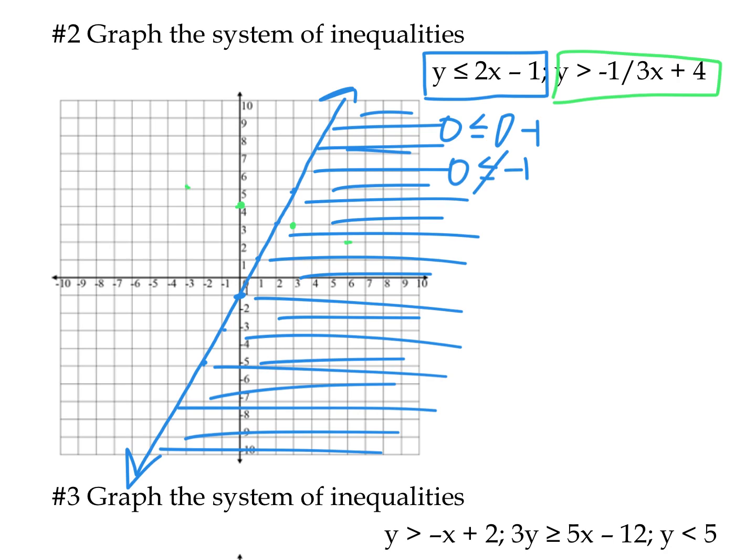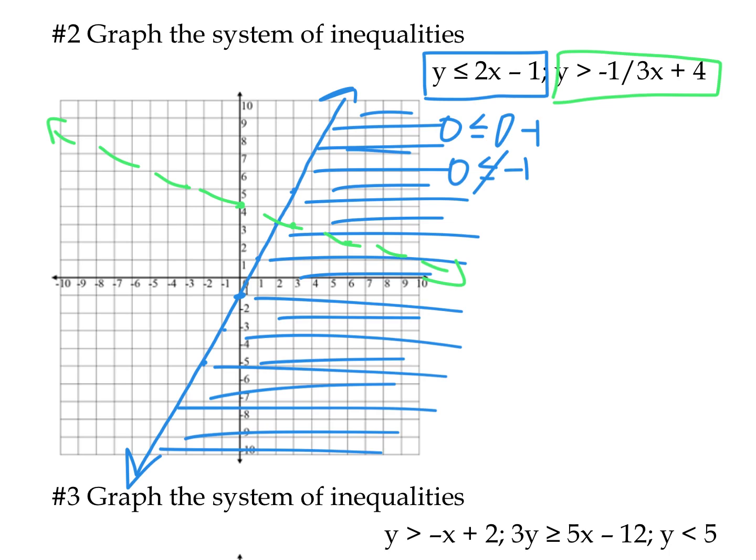It's fine. And now when I graph this line, it's going to be a dashed line because I have the greater than, not greater than or equal to. So keep that in mind. I want a dashed line now that goes through those points. Okay, there's my dashed line going through those points.